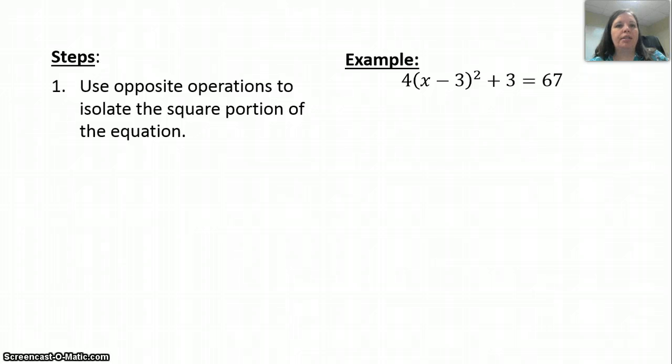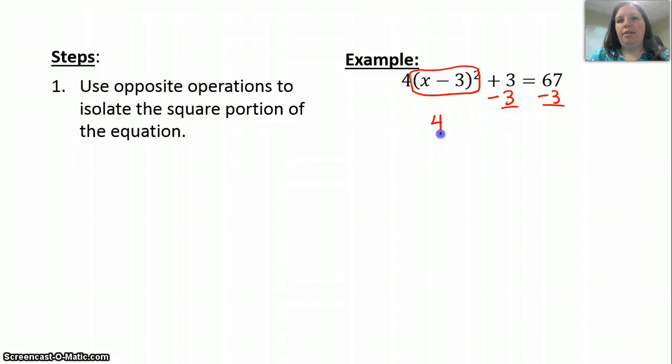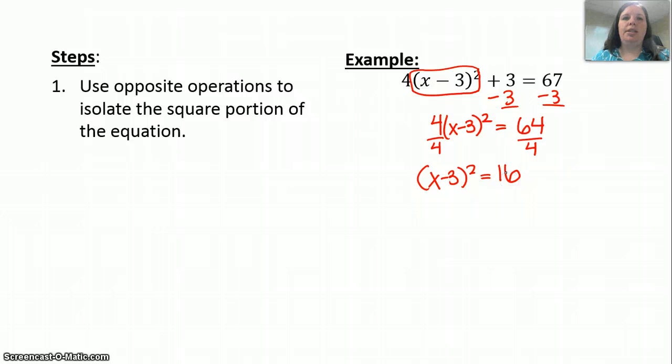So the first thing we're going to do is use opposite operations to isolate the squared portion of the equation. So opposite operations here would mean I want to get this portion all alone. The portion that's being squared is the only place I should see any x values. So I'm going to subtract 3, and I have 4(x minus 3) squared equals 64. And I'll divide by 4, trying to get that squared portion isolated. 64 divided by 4 is 16.